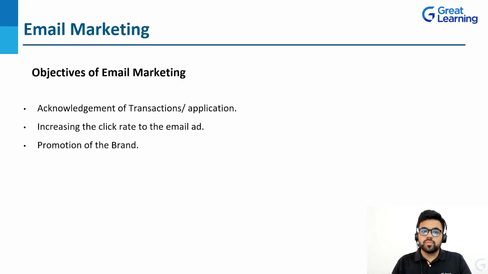Second objective of email marketing is to increase the click rate. As I already mentioned and showed you, you can click on that book now button or view deals button to land on their homepage. That is click rate in an email ad. Then comes the promotion of a brand. So emails are also generally about creating brand awareness. Brand awareness means more people are actually knowing about that brand. So these are the key objectives of email marketing.